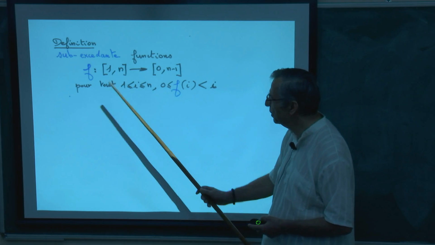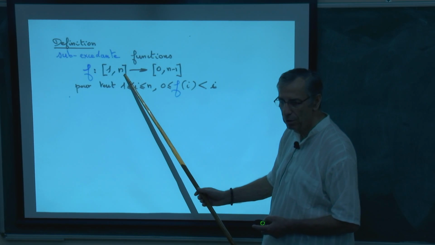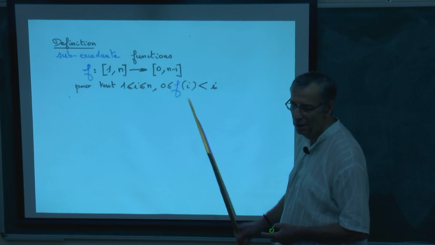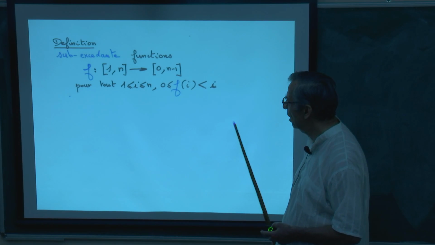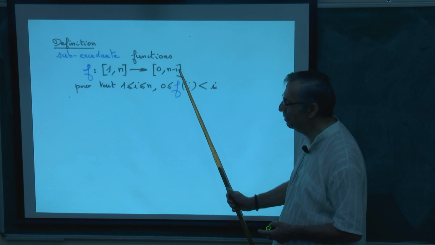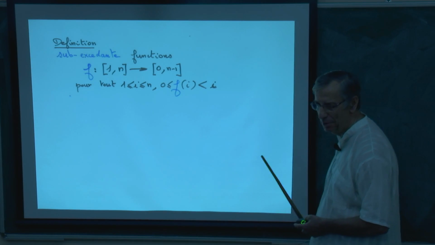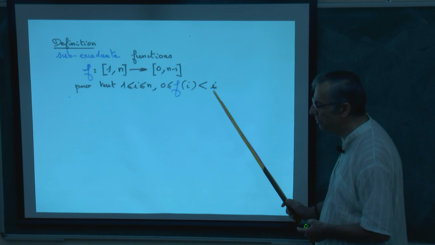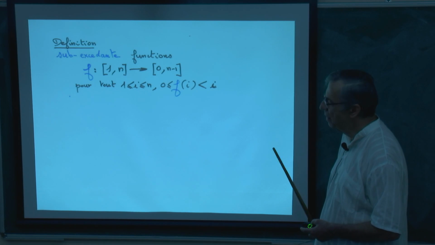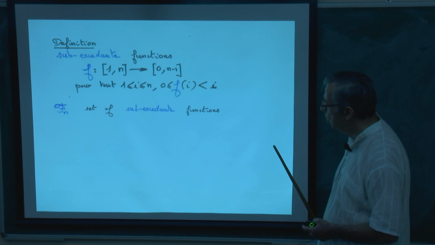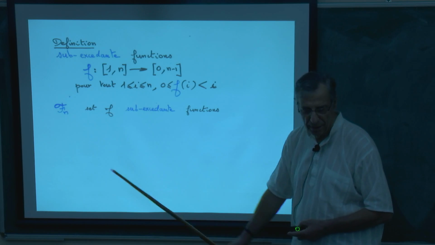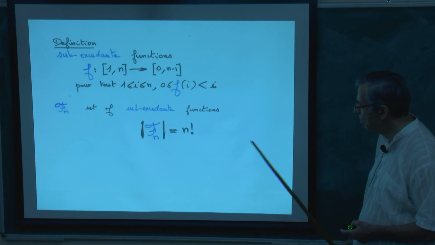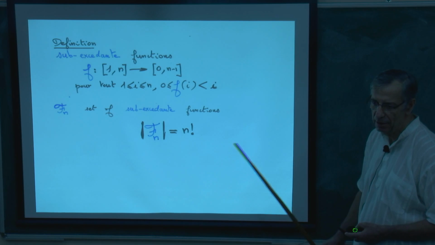A subexcedant function is a function f from 1 to n, all the numbers 1 to n, and it's more convenient to start with 0 and minus 1. I could put 1 to n, but it's better to use 0 to n minus 1 for the q reason. And such that for any index i, this function is between 0 and i. I call F_n the set of subexcedant functions, and obviously the cardinality of this is n factorial.